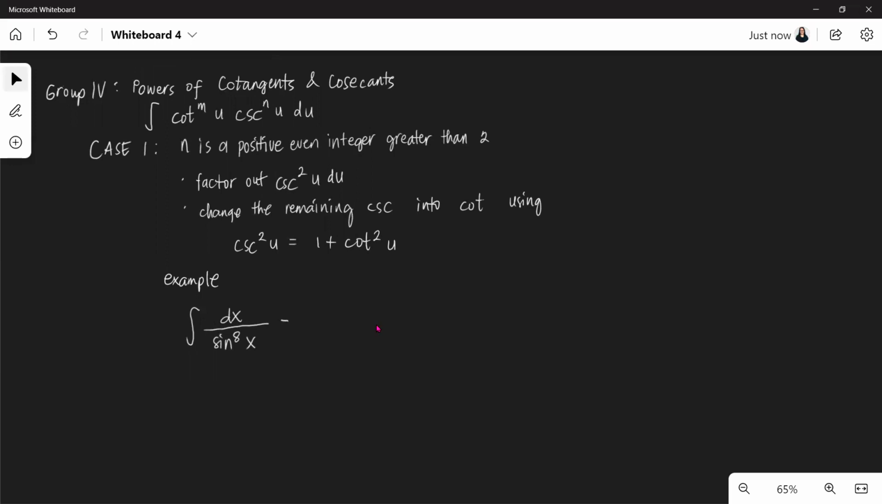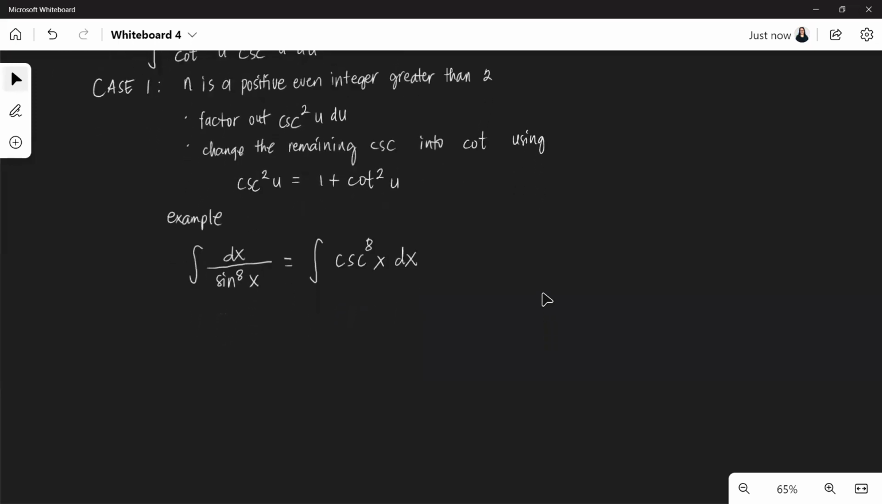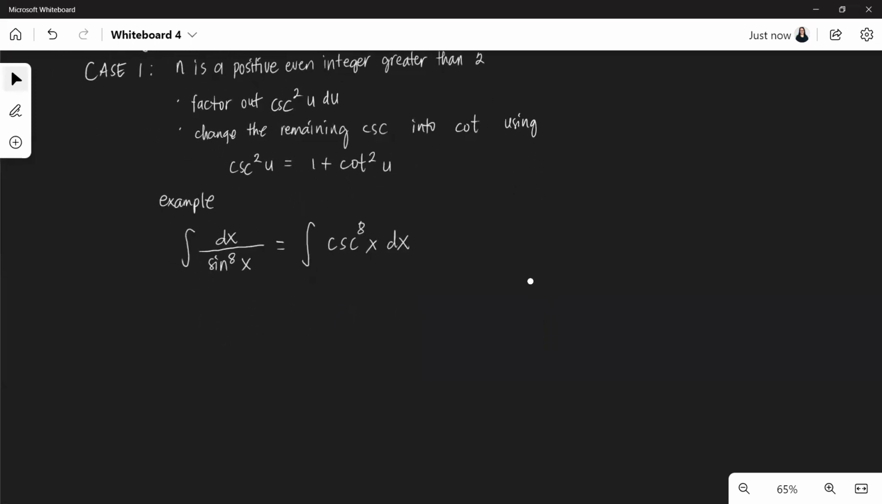So we first write it in the form cosecant x. Sine is the reciprocal of cosecant. So we can write it as cosecant of x raised to the power of 8 dx. The exponent of cosecant is an even integer greater than 2, so we factor out cosecant squared. What will remain is cosecant raised to 6.